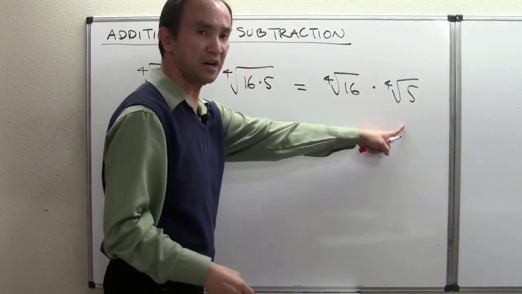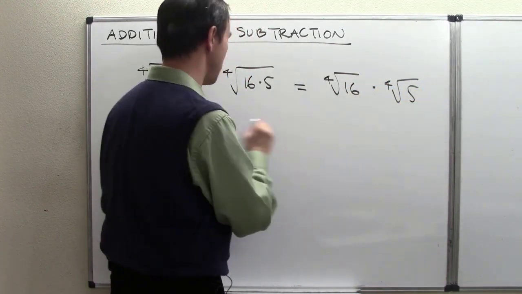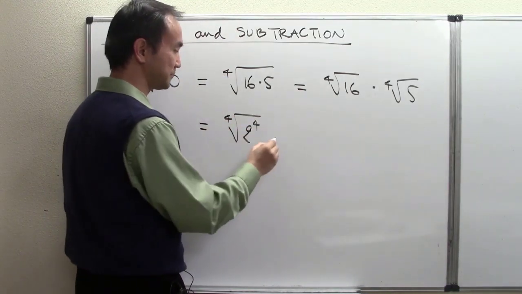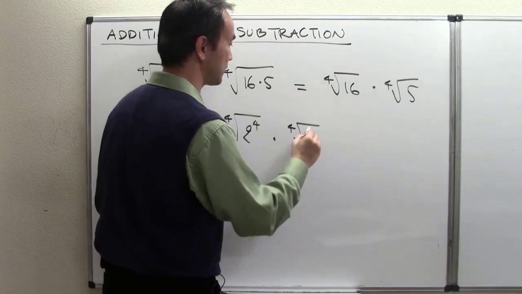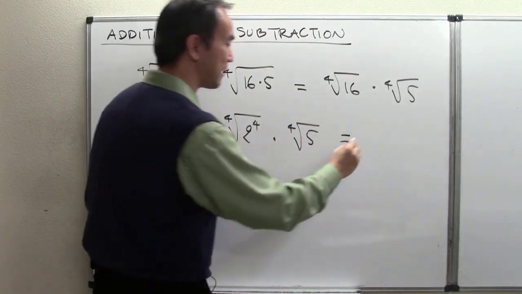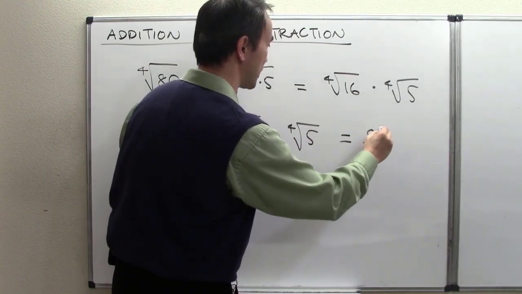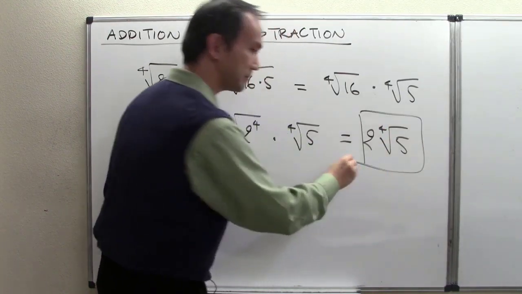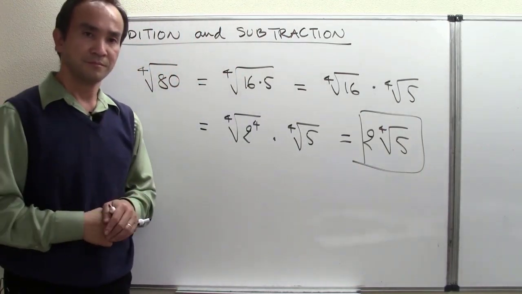The fourth root of 5 is irreducible. The fourth root of 16 is the same as the fourth root of 2 to the 4th power, times the fourth root of 5. And the fourth root of 2 to the 4th power gives me 2. So my final work here is 2 times the fourth root of 5. 2 fourth root of 5. Okay.